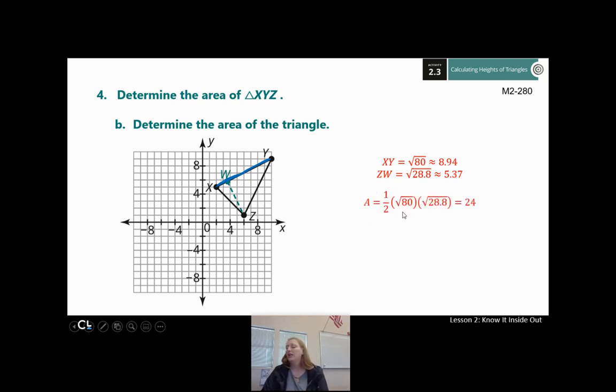So I used my calculator, and here's what's interesting. I did the square root of 80 times the square root of 28.8. And then I divided that by 2. I got exactly 74.